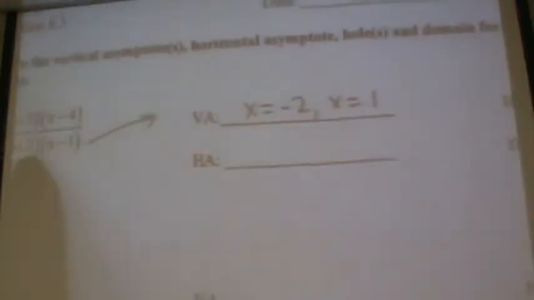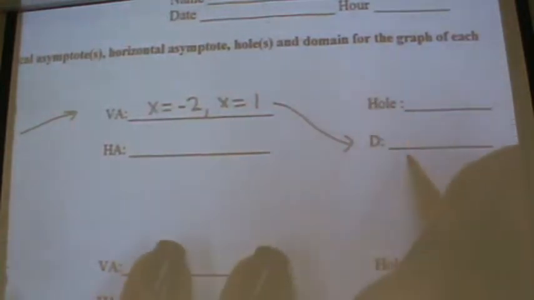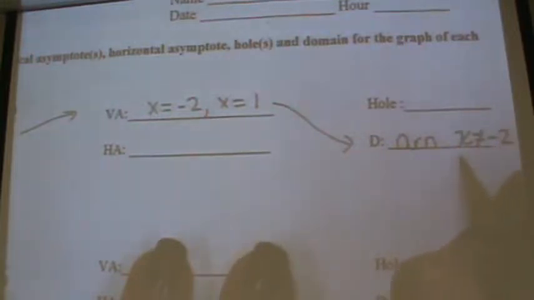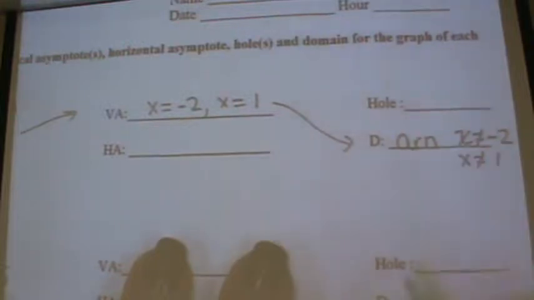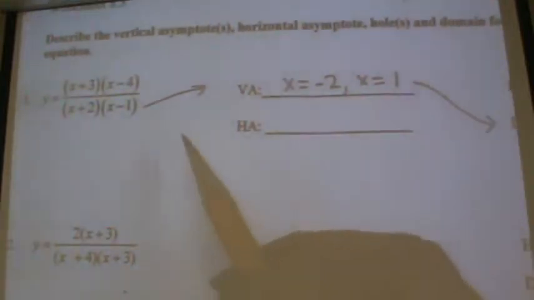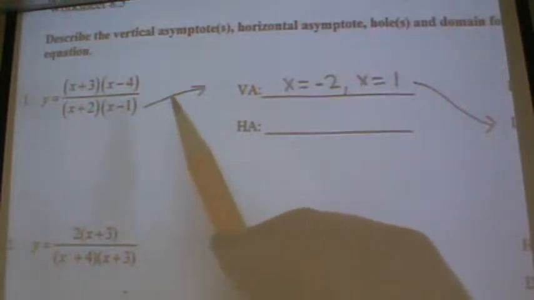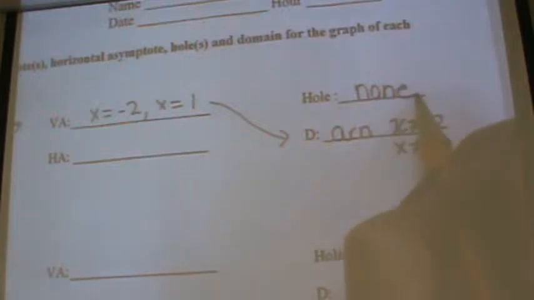Now, the vertical asymptote also helps you determine the domain. The domain is all real numbers except -2 and 1. x can't be -2 or 1. Now, what is a hole? When you have the x value or the equation that is the same on top and the bottom, that cancels, right? So this one doesn't have a hole, right?